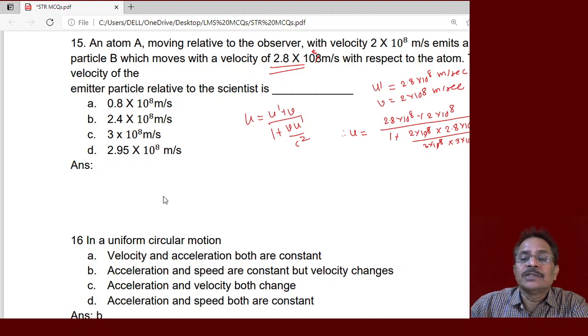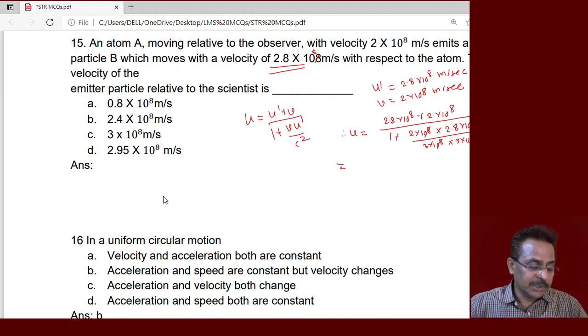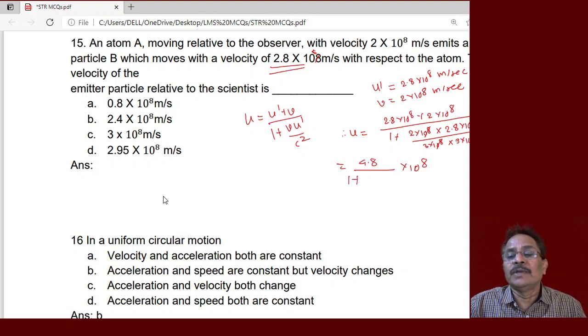If this entire calculation is done, you will get this number here in the denominator. It is 1 plus 5.6 upon 9. This number is something more than 1. So if we do actual calculations, I'll show here what this calculation gives you. 5.6 upon 9. So I can write this as 4.8 divide by, into 10 raised to 8 is there, and here it is 1 plus. So just do this calculation, 5.6 upon 9.